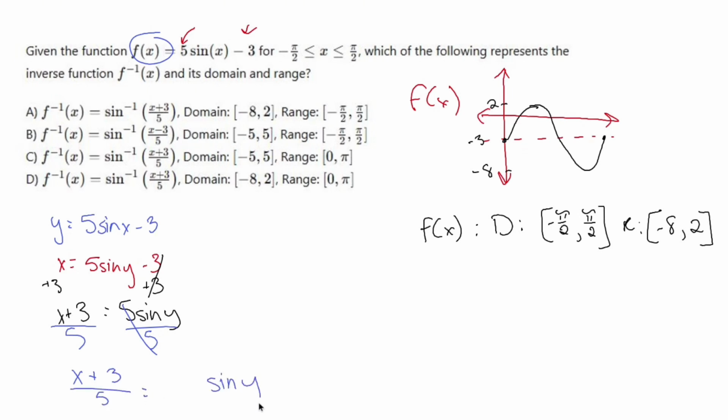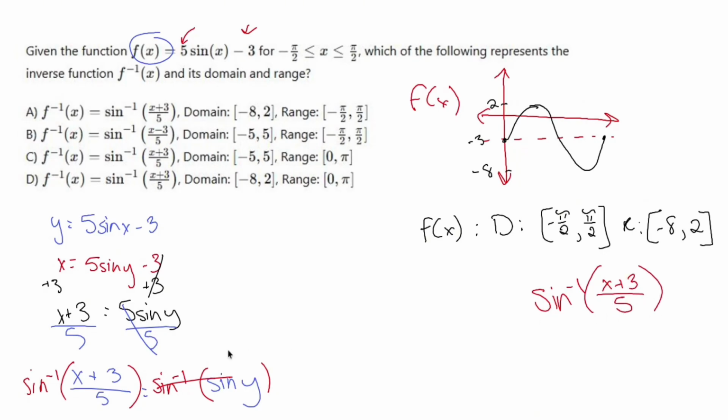Why did I leave all that space? Well, in order to get y all by itself, I have to inverse sine both sides. So you cross out, and now I have sine inverse of x plus 3 over 5. Now, since y is all alone, I can call it f inverse of x. So now f inverse of x looks like this.